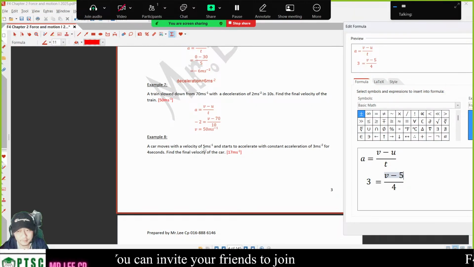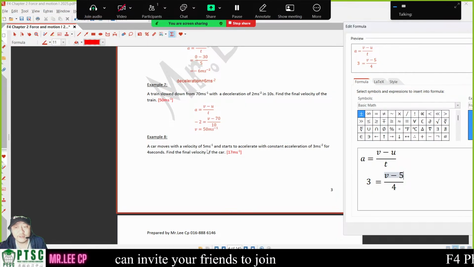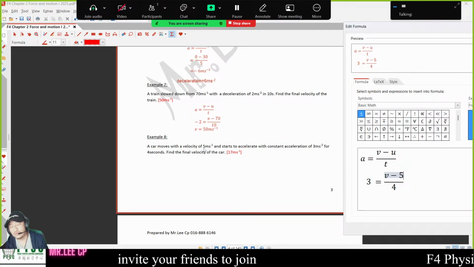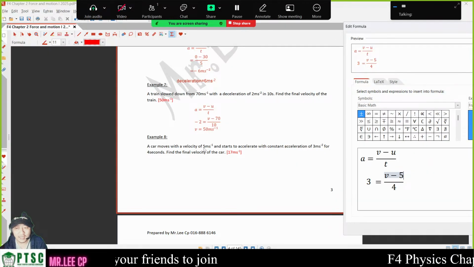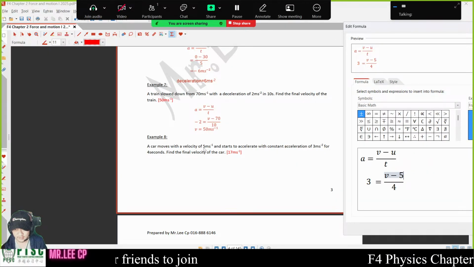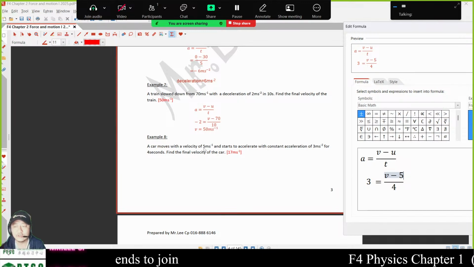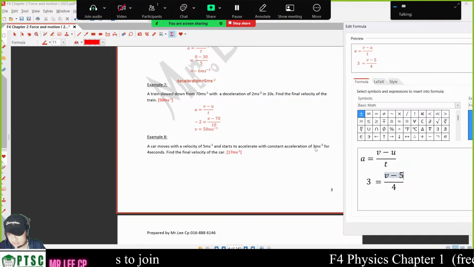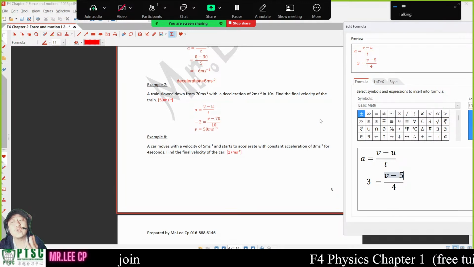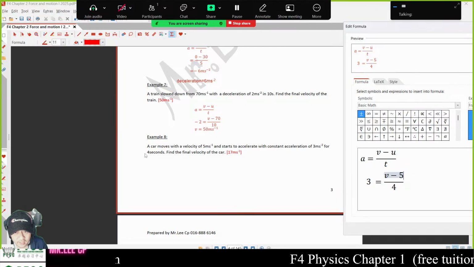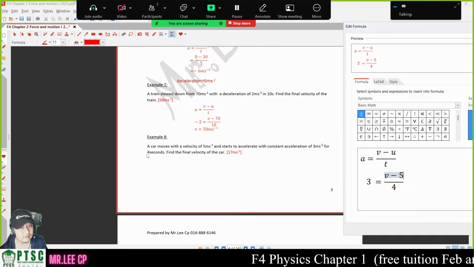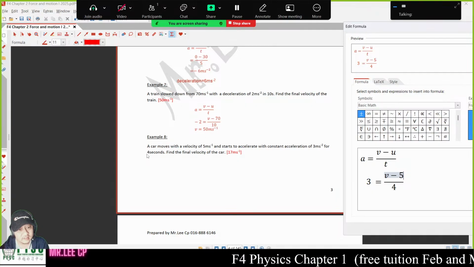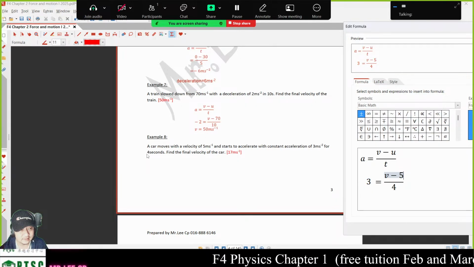I repeat. So I am driving a car with 5. Ooh, suddenly one car overtakes me. I am not happy. I feel like I want to chase him. So I start to accelerate. My acceleration is 3. After 4 seconds, how fast am I? At first I'm 5. Final velocity should be increased, right? Because I am accelerating.